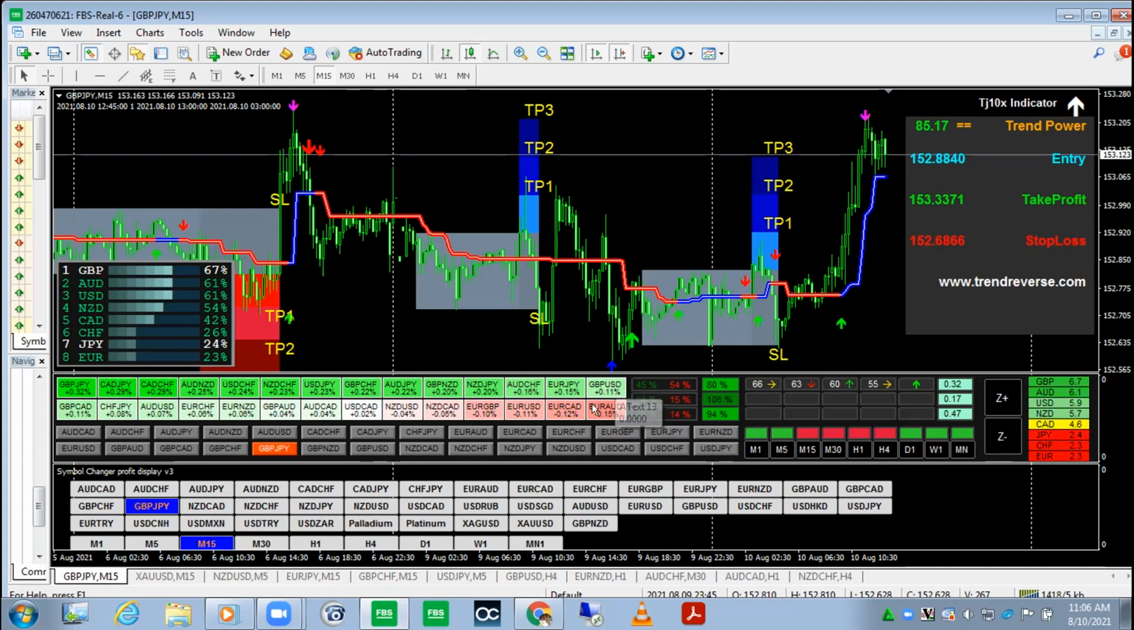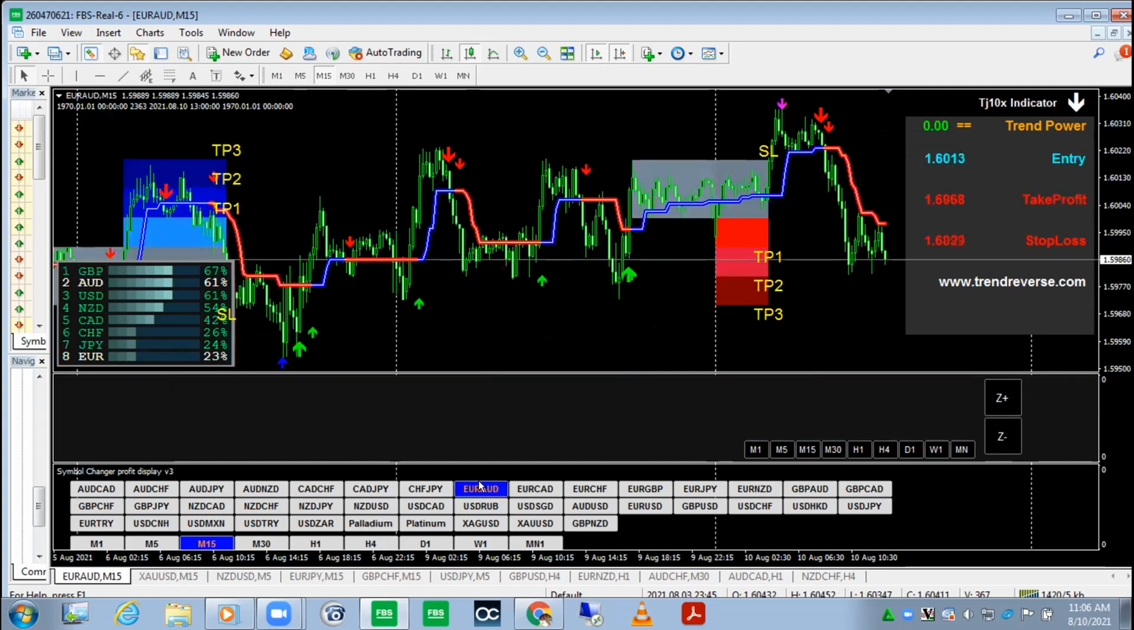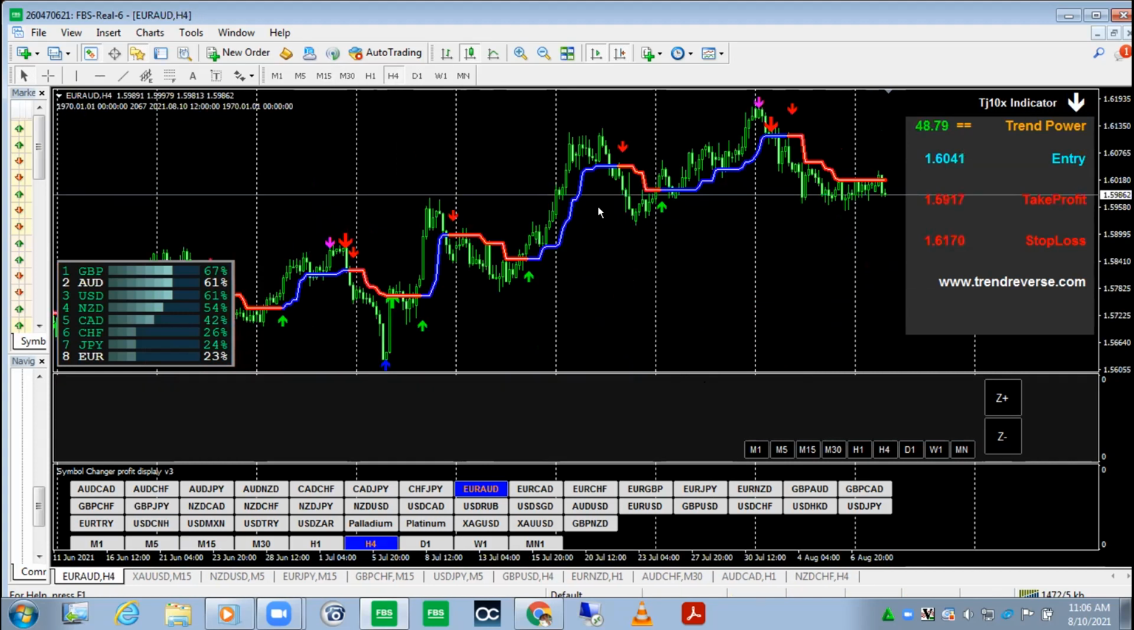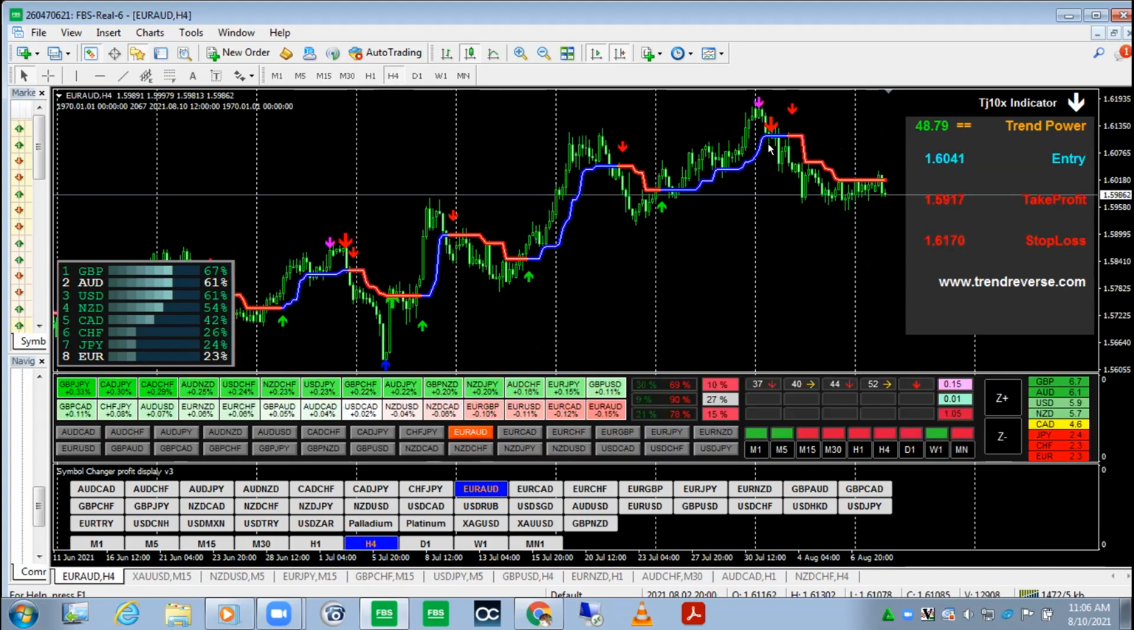So that's good. Now, I want to do an example of this Euro AUD. Let's check Euro AUD. Yeah, this is it. Now, Euro AUD on 15 minutes is down. When you check your overall trend, it is going to be down. And this down movement started when? Let's check these dates.